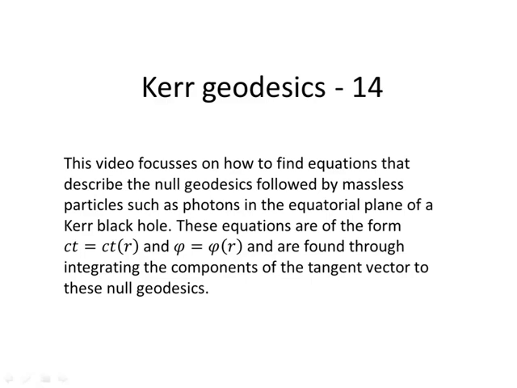This video focuses on how to find equations that describe the null geodesics followed by massless particles such as photons in the equatorial plane of a Kerr black hole. These equations are of the forms ct(r) and phi(r) and are found through integrating the components of the tangent vector to these null geodesics.